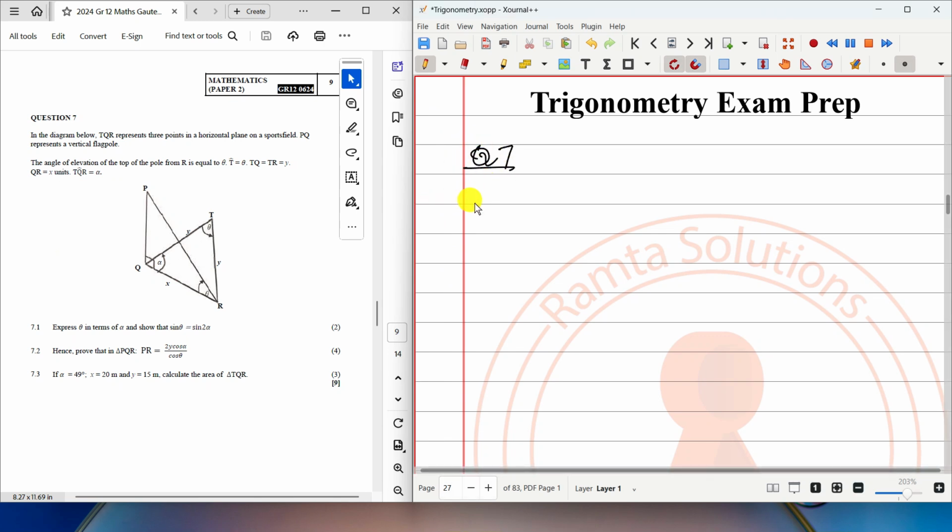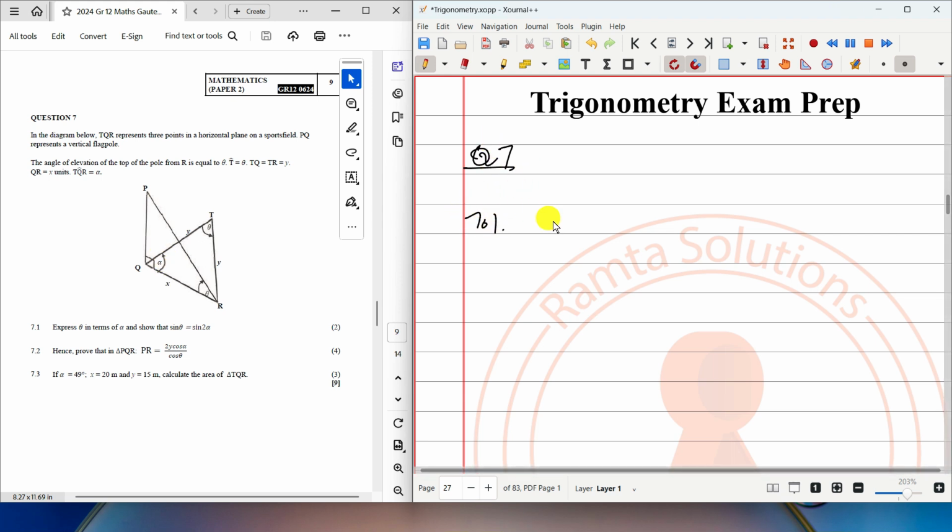Question 6. Now it's question 7. In the diagram below, TQR represents 3 points in a horizontal plane on a sports field. PQ represents a vertical pole, and the angle of elevation of the top of the pole from R is theta. Angle T is theta. TQ is equal to TR, they are all equal to Y. QR is equal to X units, and angle TQR is equal to alpha.